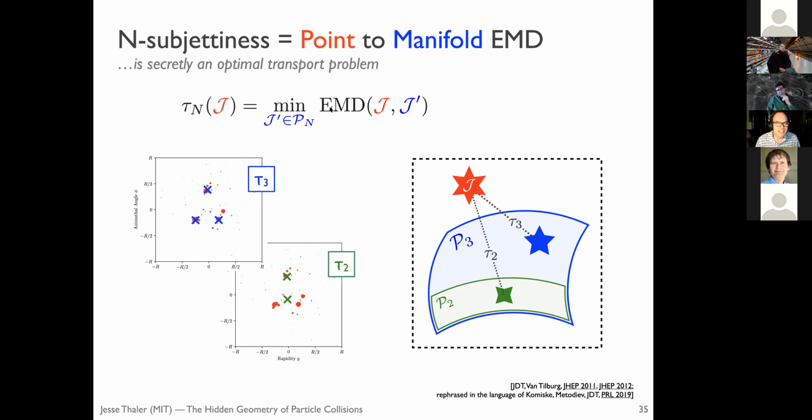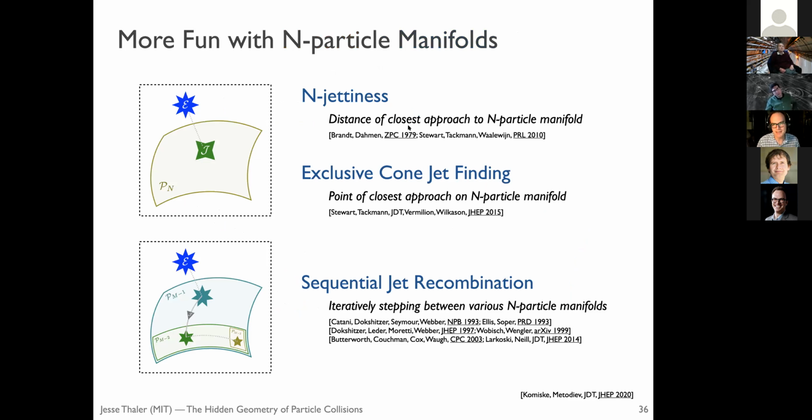And it's maybe not so surprising in retrospect that you can cast N-subjettiness as this type of optimal transport problem. And it's not just N-subjettiness. Work that my colleagues did on N-jettiness, which is used for NNLO subtractions, also has a notion of distance of closest approach to a manifold. Certain jet algorithms have that form.